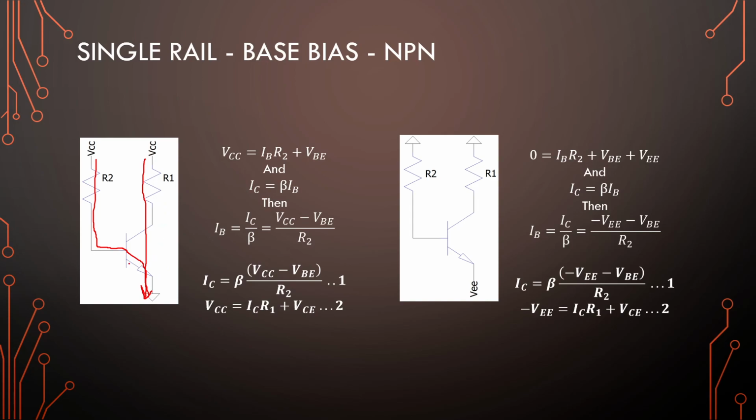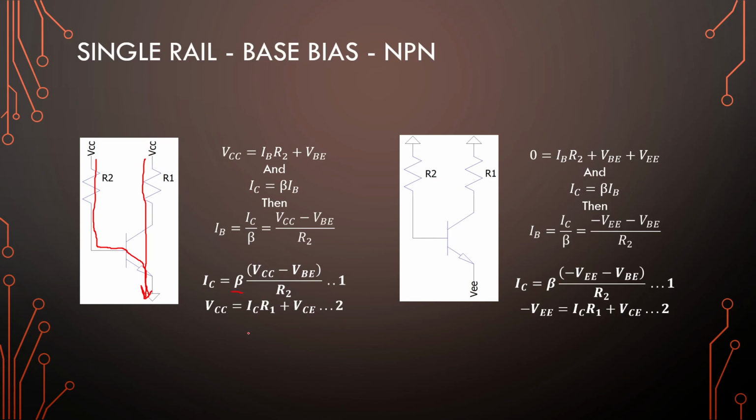So this is the simplest bias method around, but it is not the best. Okay, so we can take our first loop here, and we have a base current, and we can rewrite it to contain our collector current in it. So we can get our base current alone: VCC minus VBE divided by resistor 2, our base resistor. Then add this equation in, and we will have our collector current as a function of our rail voltage minus our VBE over resistor 2, multiplied by beta.